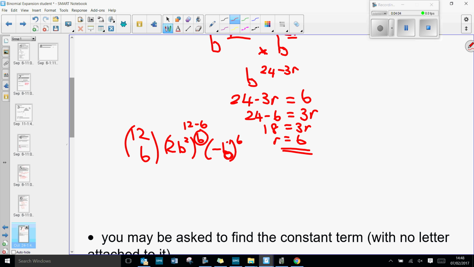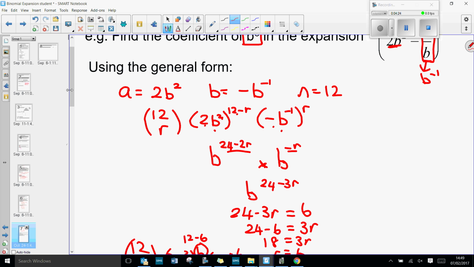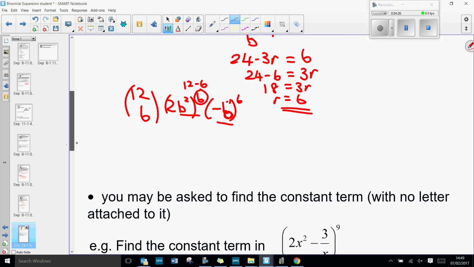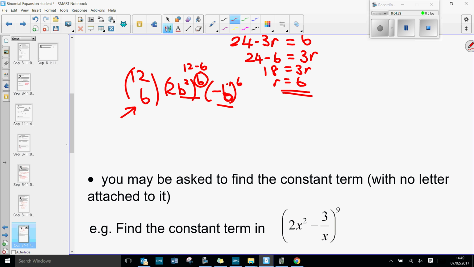Now, realistically, we don't have to worry ourselves anymore about dealing with the B's, because we know that when we expand this out, we're going to have B to the power 6. So all we really need to worry about are the numbers in front. And seeing as they only want the coefficient anyway, we just need to establish the value of 12 C 6. So 12 C 6 is 924. And then we're going to have 2 to the power 6 as well.